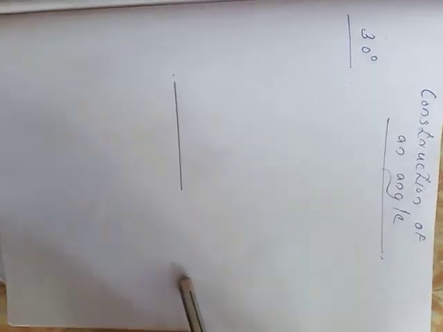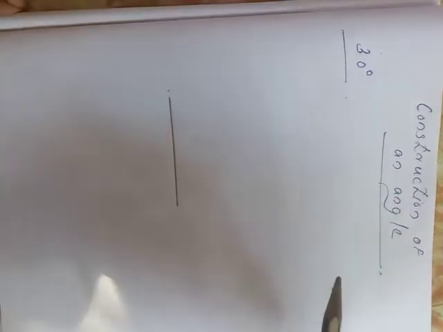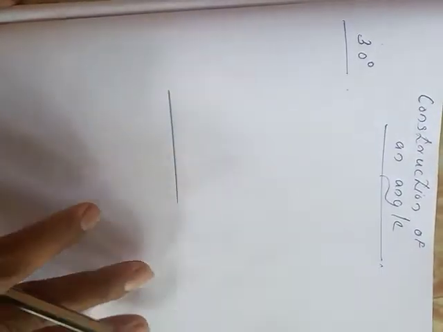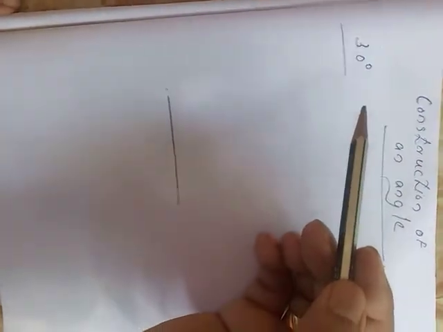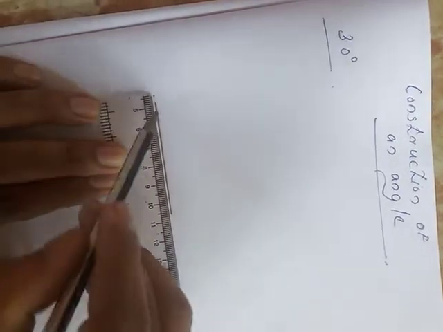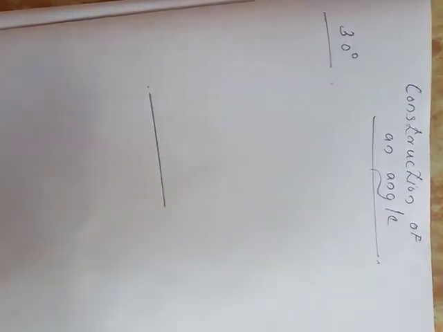Hello dear students, now I am demonstrating how we can construct an angle. To construct an angle we need to do these steps. First I'm going to construct an angle of 30 degrees, so first we need to draw a line. You can draw a line using your scale. Just draw a line. After drawing the line we are going to construct an angle of 30 degrees.